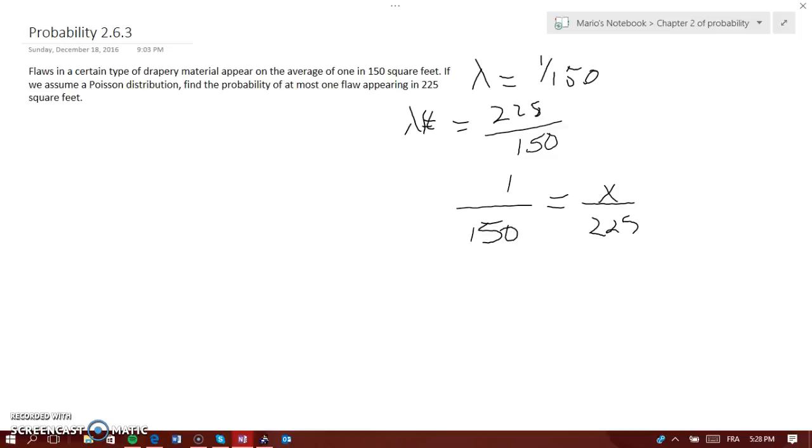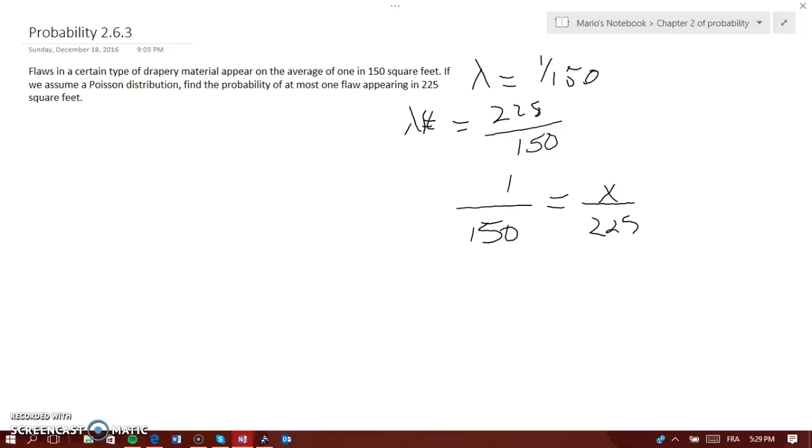Now, I'm going to explain this in a different way. What they are saying is, you have 150 square feet, and in that 150 square feet, you find one flaw. Now, the 225 square feet they're asking about is not a different one. It's in the same square feet, which is just extended.